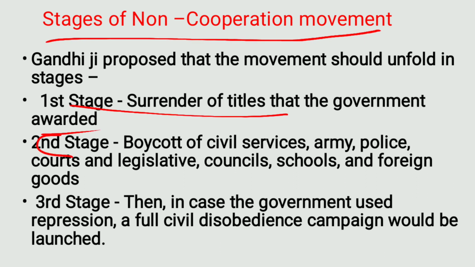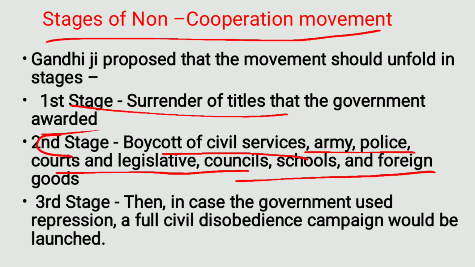In the second stage, he wanted the boycott of foreign materials, foreign textiles, foreign products, all things. Okay, he wanted the boycott of civil services, army, police, courts, legislative councils, schools, and foreign goods. Means any foreign things, whether schools, colleges, or councils, all were to be boycotted. He wanted this in the second stage.